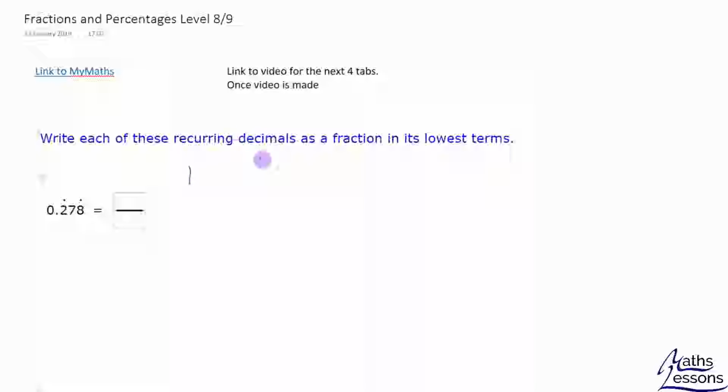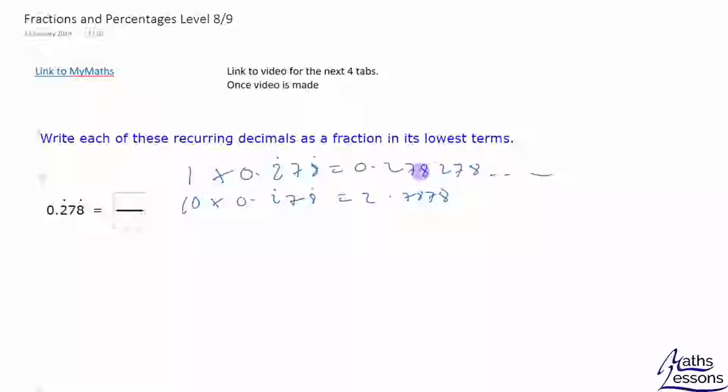and work, there we go, writing down 1 times 0.278 recurring equals 0.278 recurring. 278 is the bit that's repeated, with the dots above the 2 and the 8 to repeat everything in between. And then we keep timesing it by multiples of 10. And we get 2.788. And we see now it doesn't match as quickly as yesterday.